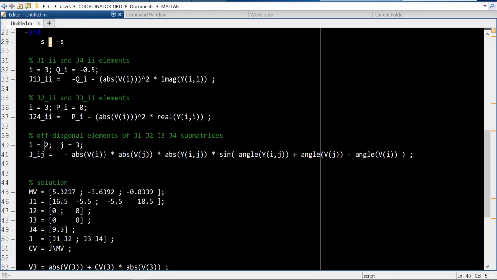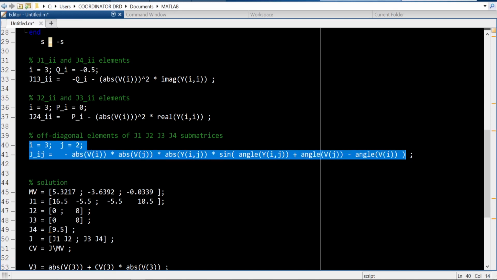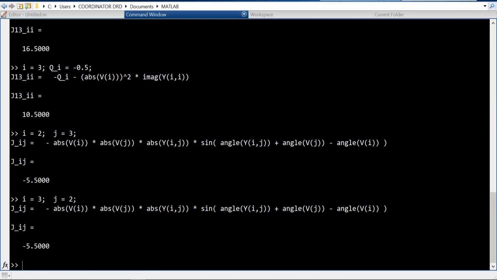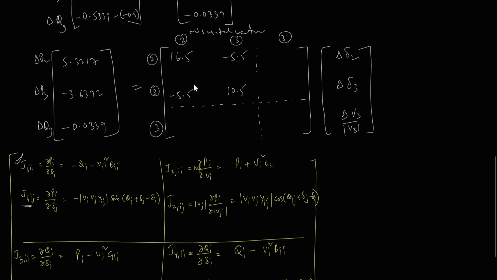So now I substitute i equals 3 and j equals 2, and recalculate this. Again I'm getting the same, minus 5.5. Okay, now let us go back. Now this entire J1 matrix is completed.